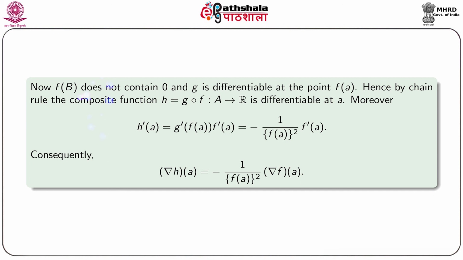Now, g is differentiable at the point f(a). So, by chain rule, the composite function h equal to g composed with f from A to R is differentiable at a. Moreover, we have h'(a) equal to g'(f(a)) f'(a). We know the value of g'(f(a)), that is nothing but minus 1 upon f(a) squared, and hence we have grad h at a equal to minus 1 upon f(a) squared times grad f at a.